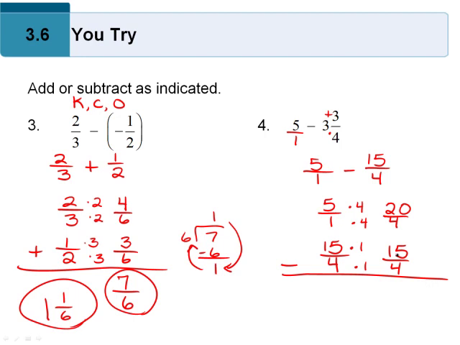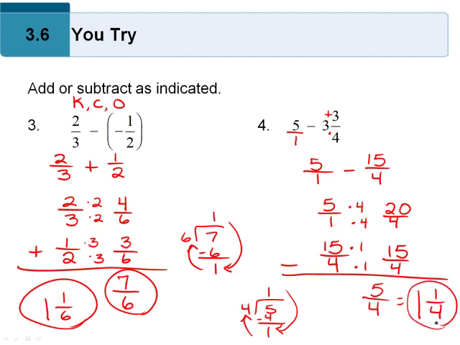Now make sure you subtract. 20 minus 15 is 5 over 4. They may want that as a mixed number. So think about this. 4 goes into 5 one time. There's 1 left over. So your answer as a mixed number would be 1 and 1/4. And that would be it there. Okay?